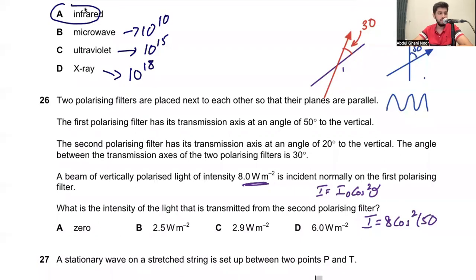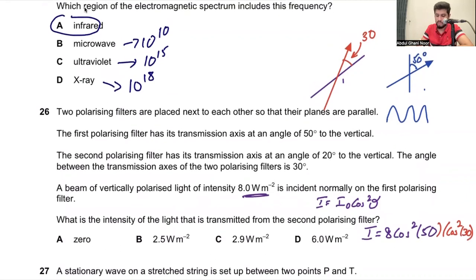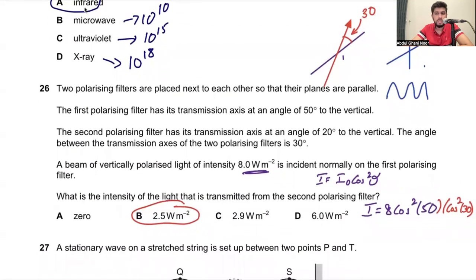So now I can say that after passing through this, it passes through a filter that is at an angle of 30 degrees. So intensity is equal to 8 into cos squared 50, and whatever the answer is, multiply that by cos squared 30. And that gives you the answer of 2.5 watts per meter squared. So the answer to 26 is B.